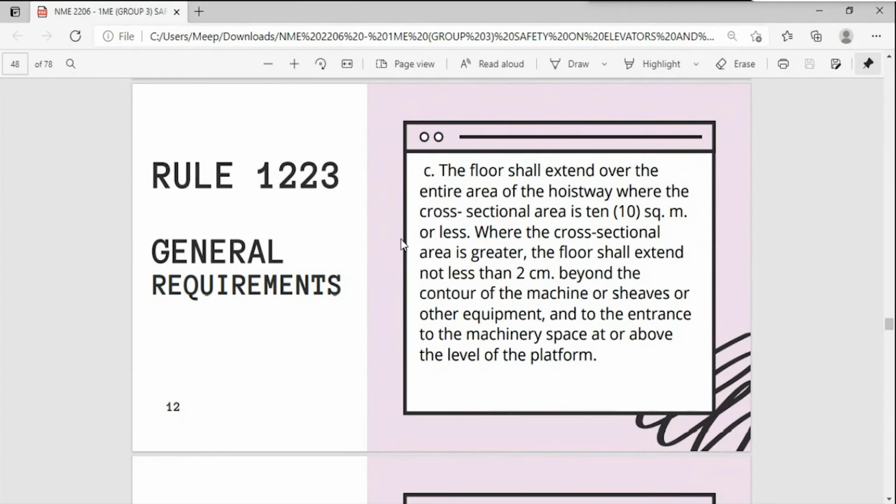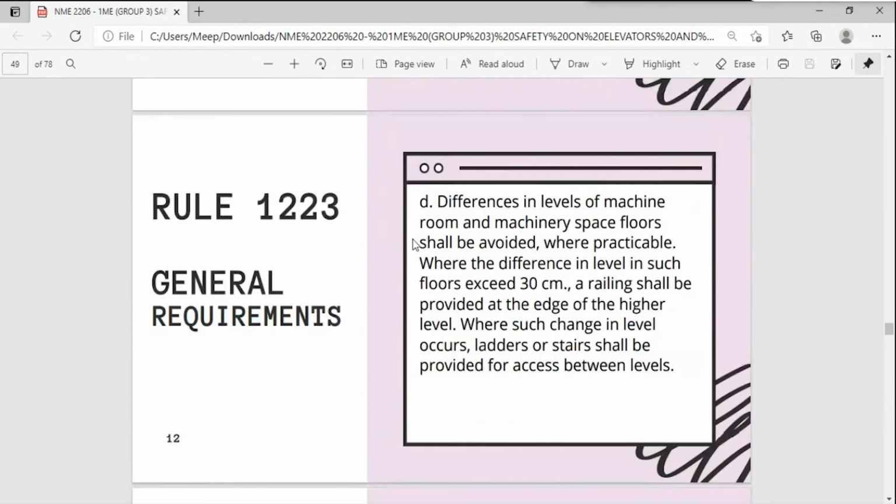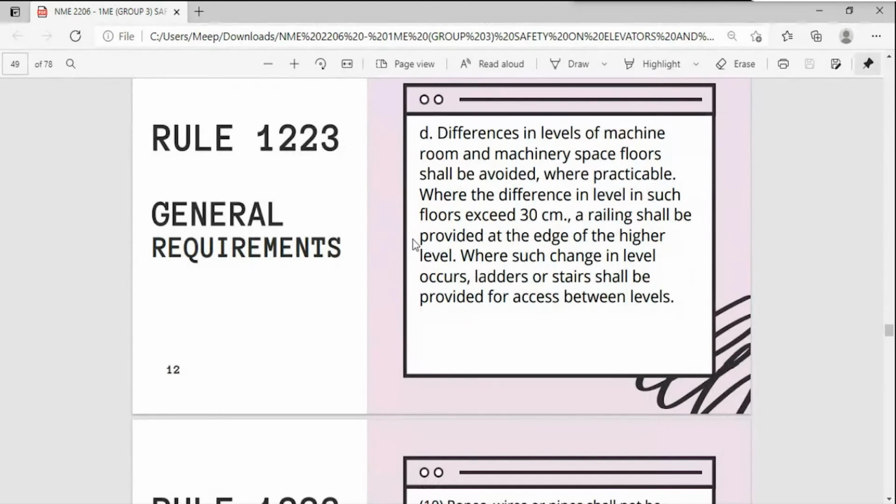So next, differences in levels of machine room and machinery space floors shall be avoided where practicable. Where the difference in level in such floors exceeds 30 centimeters, a railing shall be provided at the edge of the higher level. Where such change in level occurs, ladders or stairs shall be provided for access between levels.